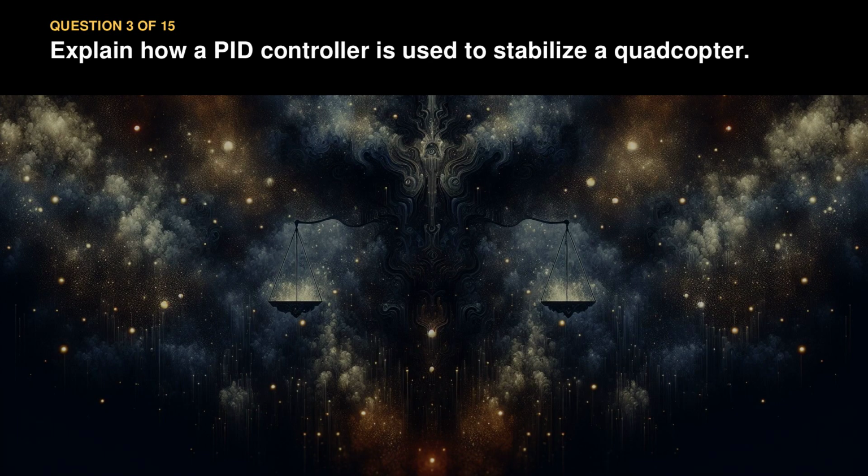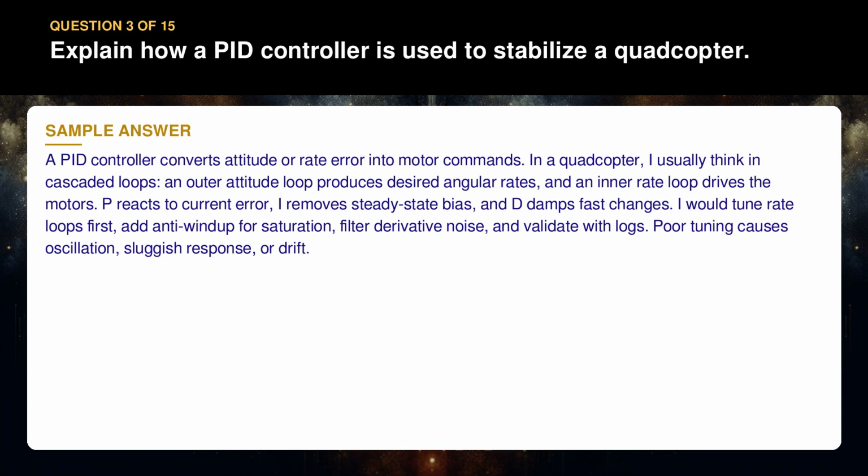Question 3. Explain how a PID controller is used to stabilize a quadcopter. A PID controller converts attitude or rate error into motor commands. In a quadcopter, I usually think in cascaded loops. An outer attitude loop produces desired angular rates, and an inner rate loop drives the motors. P reacts to current error, I removes steady-state bias, and D damps fast changes.